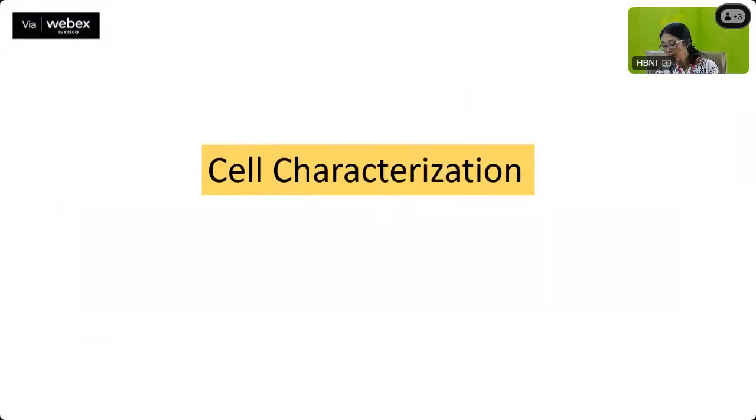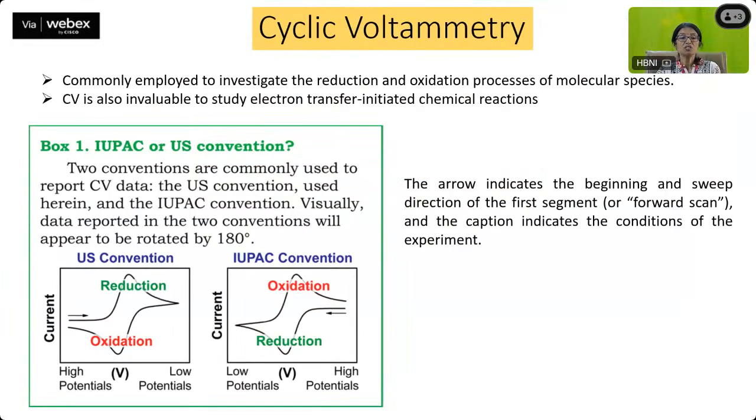So then coming to cell characterization, first we will talk about cyclic voltammetry. Whenever you are preparing these kinds of coin cells in lithium-ion batteries, you are using something which is known as cyclic voltammetry. So this is commonly employed. Cyclic voltammetry, I've always heard about this term because it is commonly employed to investigate the reduction and oxidation processes of molecular species. And CV is also invaluable to study electron transfer initiated chemical reactions.